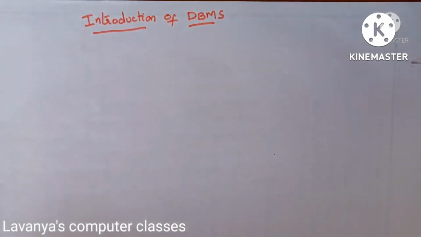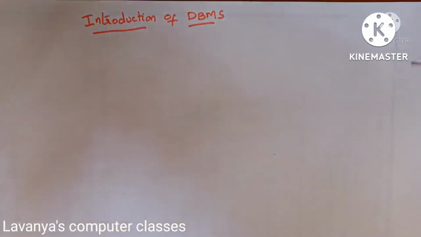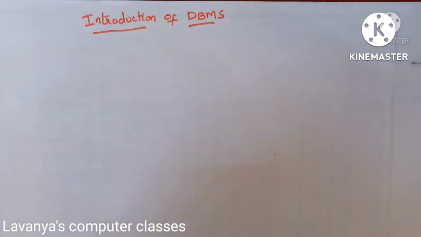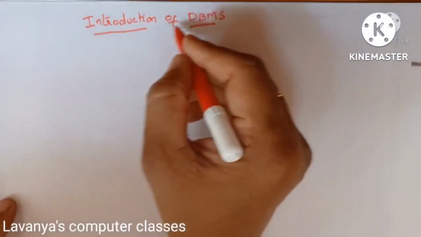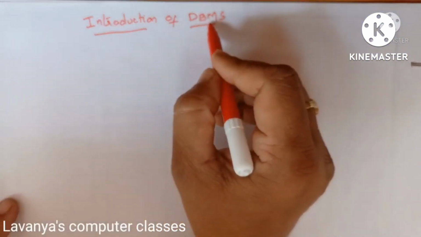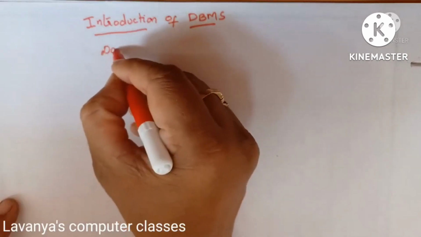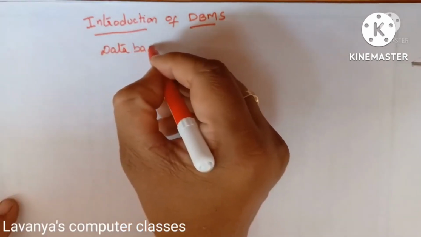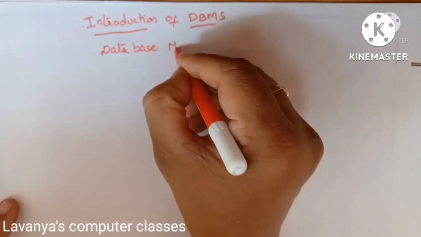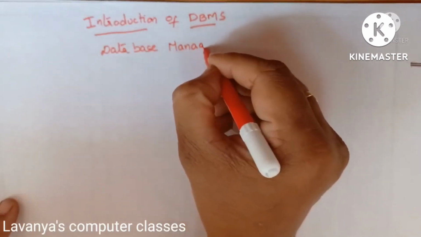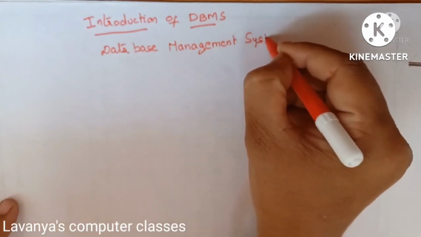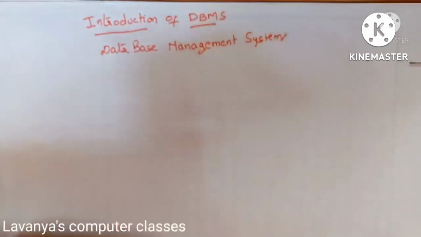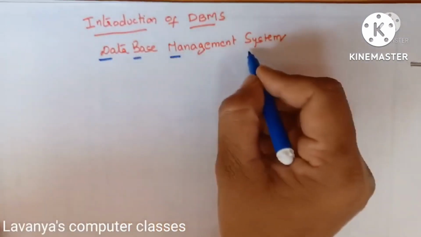In this video, I will explain the introduction of DBMS. What is DBMS? What are the related terms used in DBMS? I will explain in this video. So, what is the full form of DBMS? DBMS means Database Management System. That is the full form of DBMS: D for data, B for base, database management system.